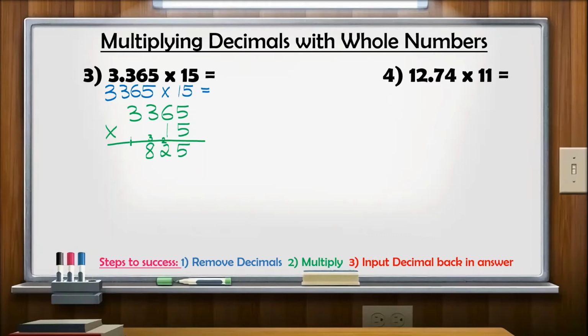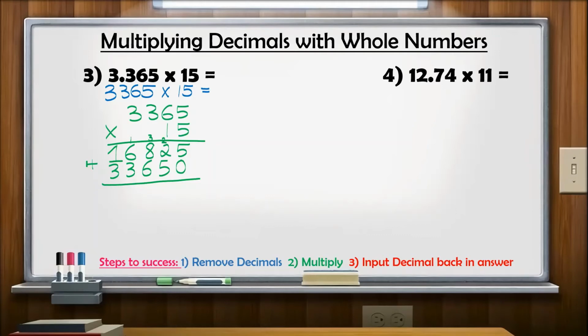And then 5 times 3 is 15 again, plus the 1 is 16. Now moving on to my tens, I put my placeholder and multiply 1 times 5 is 5, 1 times 6 is 6, 1 times 3 is 3, and then 1 times 3 is 3 again. So once I've got my answers, I'm going to add them together to get my final answer for 3,365 times 15.